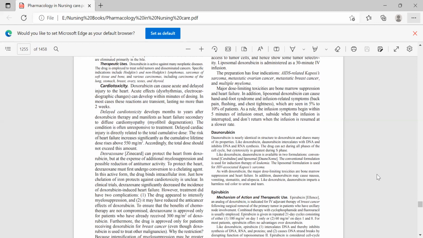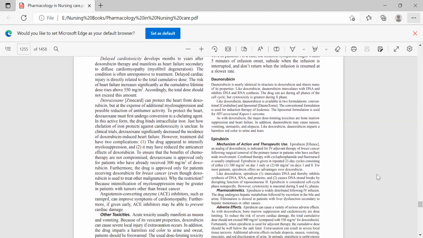Daunorubicin is available in both forms, as I told you earlier. The conventional formulation is used for induction therapy of leukemia, while the liposomal formulation is used for HIV-associated Kaposi sarcoma. The major dose limiting toxicities are again bone marrow suppression and cardiotoxicity, and it may also cause nausea, vomiting, stomatitis, and alopecia. And daunorubicin imparts a harmless red color to urine and tears.